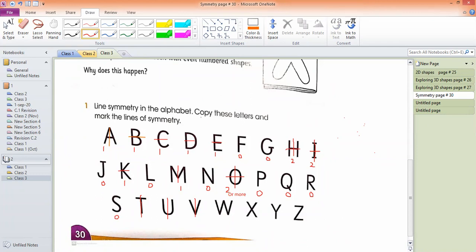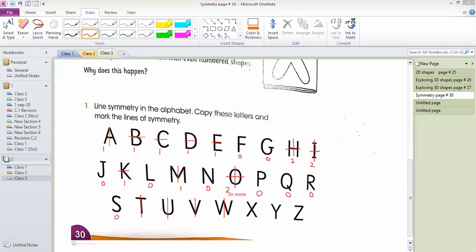Amar, Jihad, finish, Anas, finish, very good. W also vertical. It cannot have a horizontal line of symmetry. Same. If you draw a horizontal line, you will see that this bottom part is different than the top one. Very good, guys. Okay.